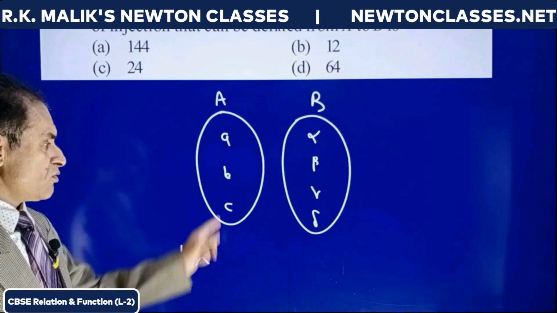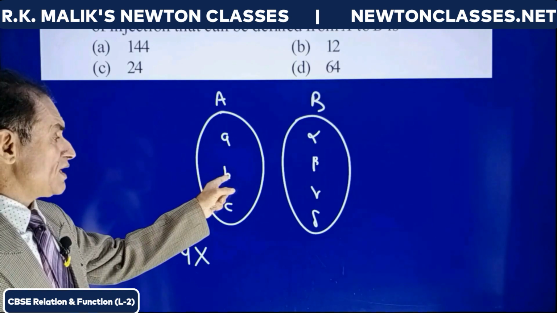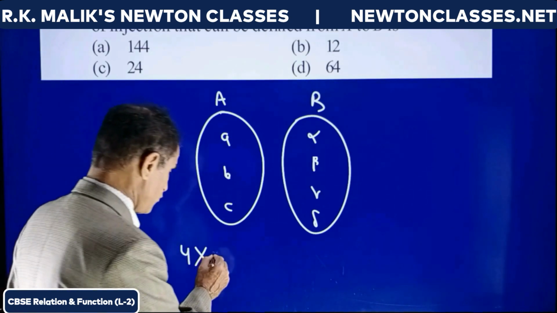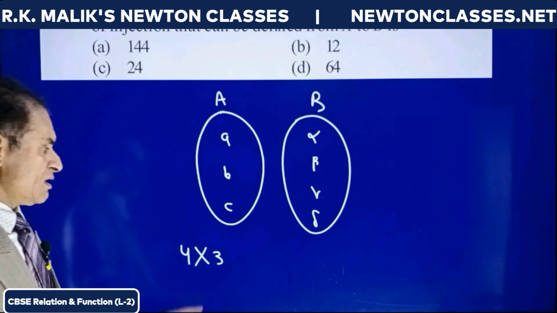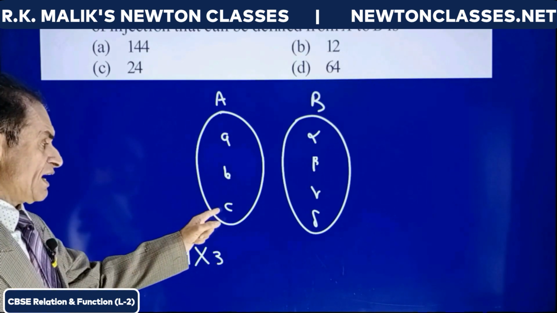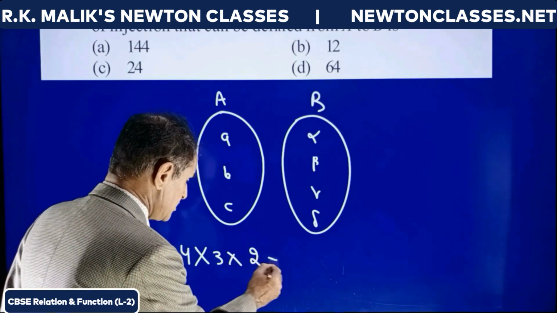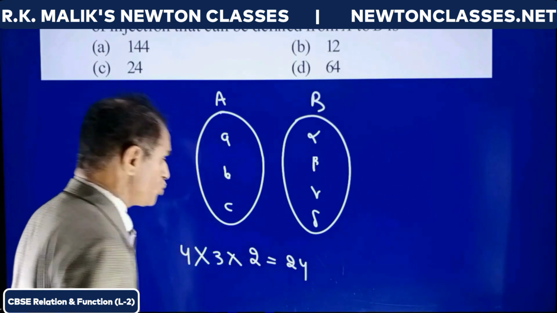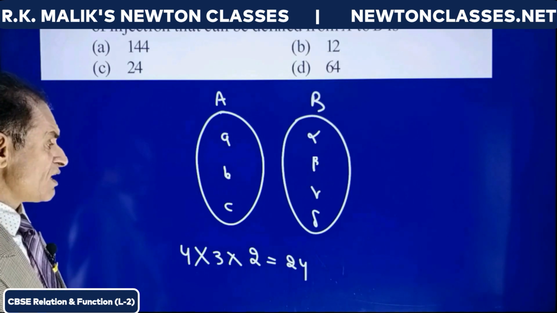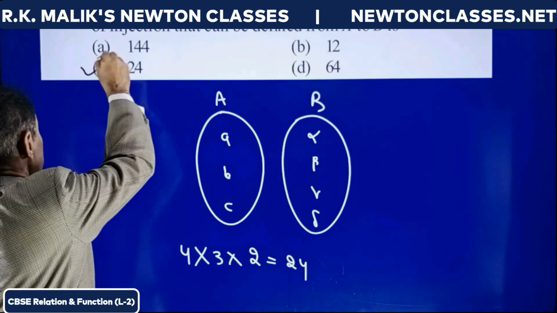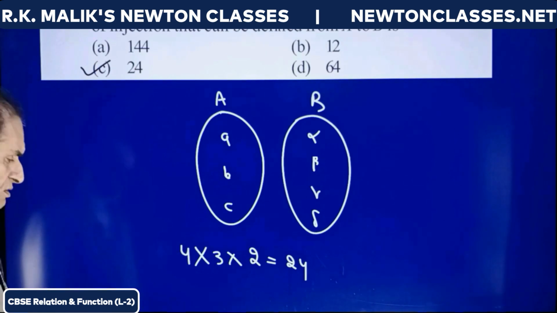Hence the arrow of B has only 3 possible places to go, therefore 3. The arrow of C has only 2 possible places to go, therefore 2. So 4 times 3 times 2, that is 24 functions are possible which are one-one. Hence C is the correct choice.